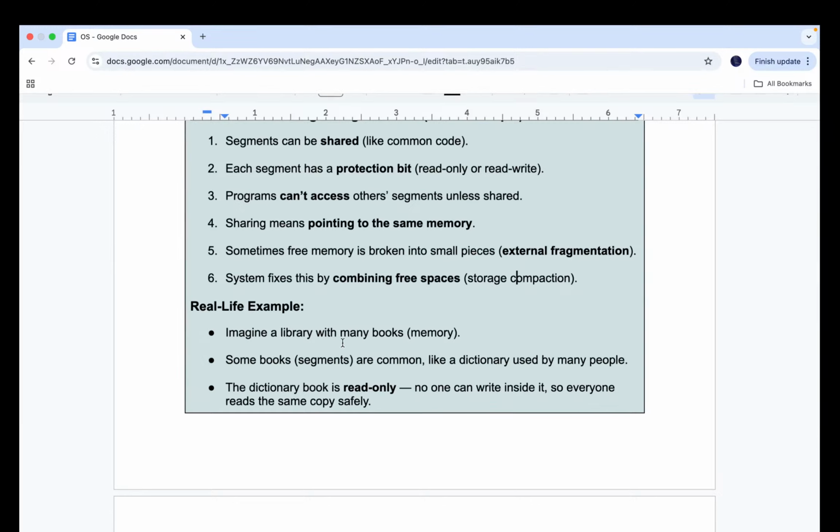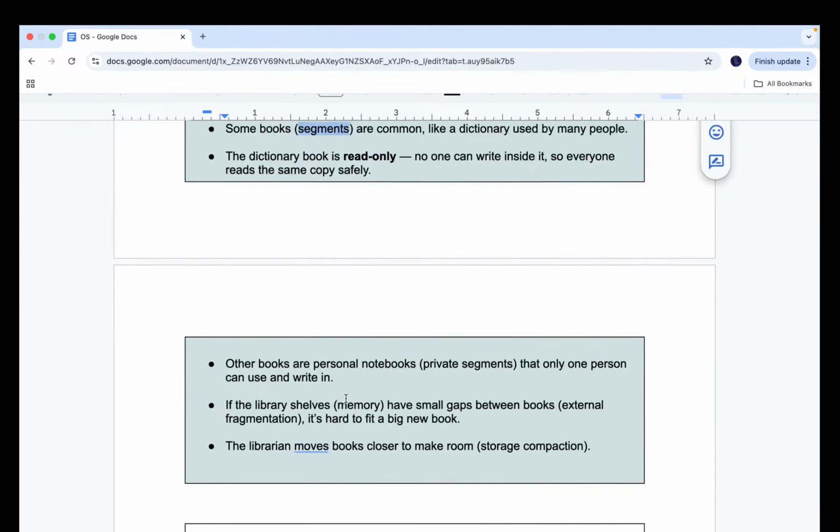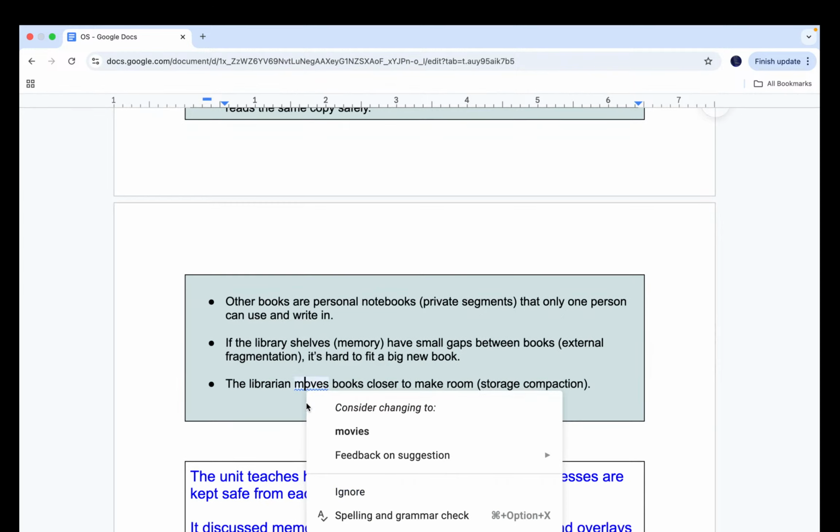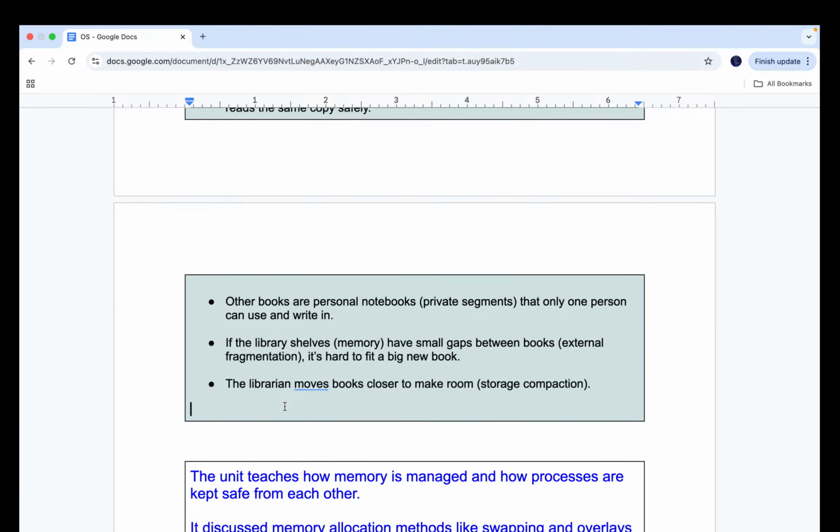Real life example: imagine a library where the books are the memory, and some book segments are common, like a dictionary used by many people. The dictionary book is read-only. No one can write inside it, so everyone reads the same copy safely. Other books are personal notebooks that only one person can use or write in. On the library shelf there are some gaps between books, so it's hard to fit a big new book. The librarian moves books closer to make room.